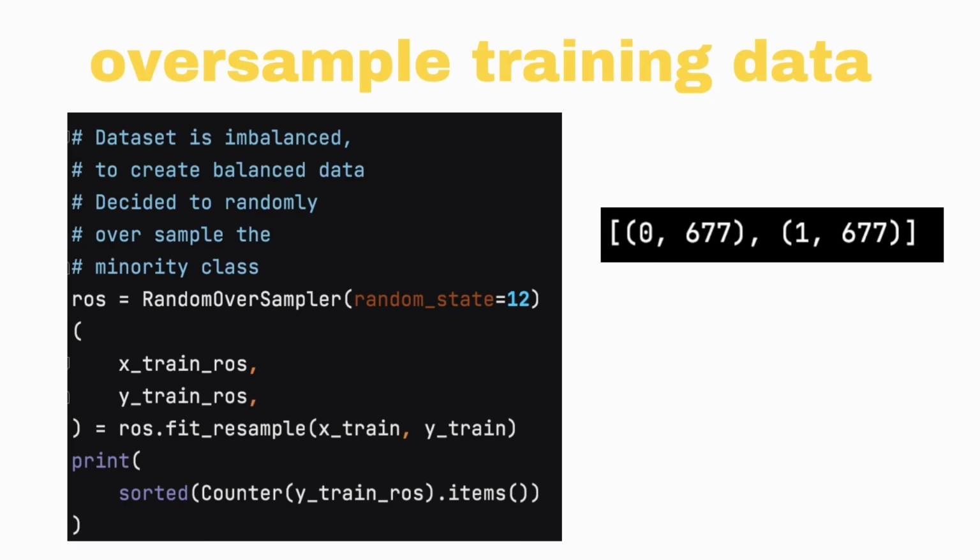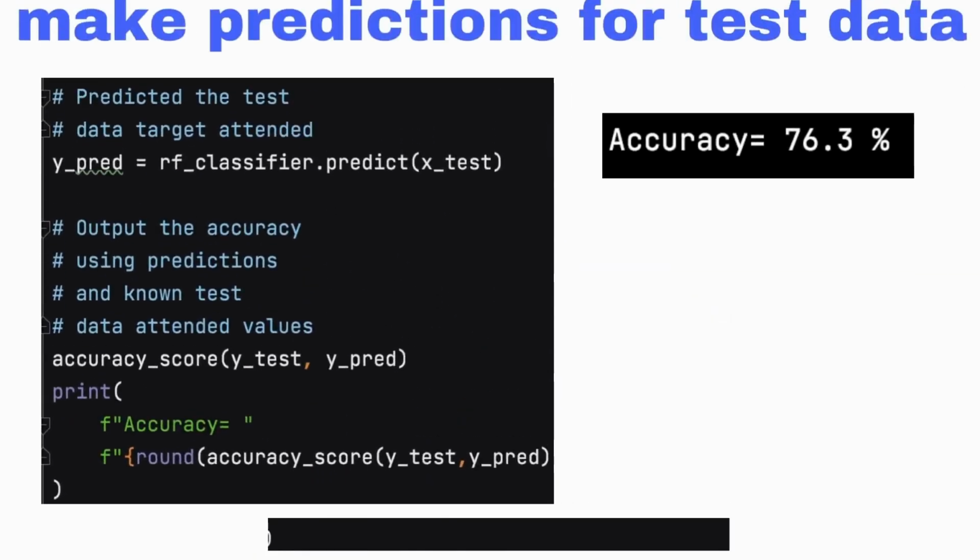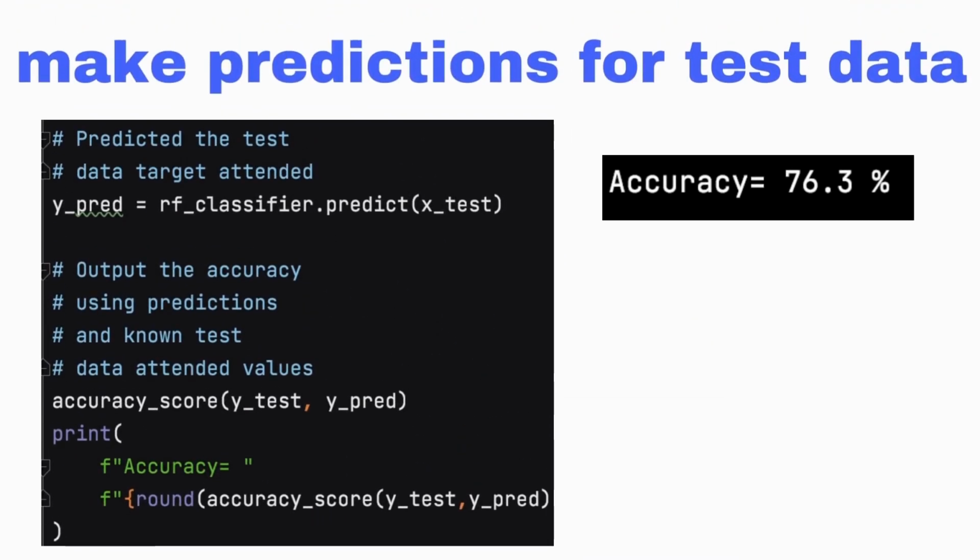And when I'm printing out the count here, you can see there are 677 points now of not attend and 677 points of attended. Here I'm now creating the random forest classifier. N estimators means the model will generate 250 decision trees, and I then call fit on the training data to train the model. Then using the test data set, I call predict to produce the random forest model's prediction.